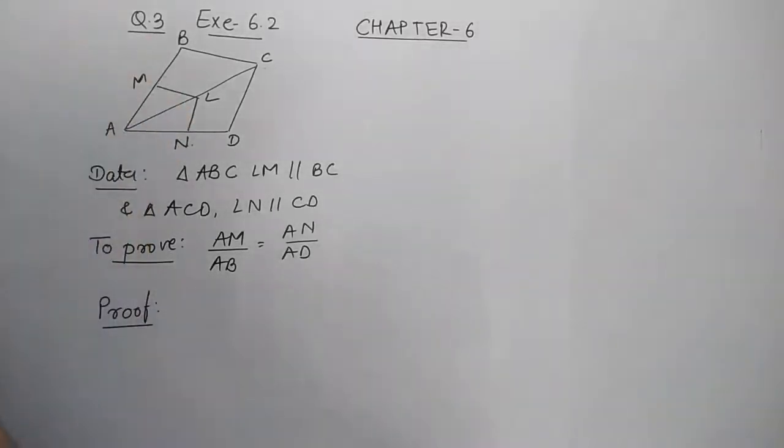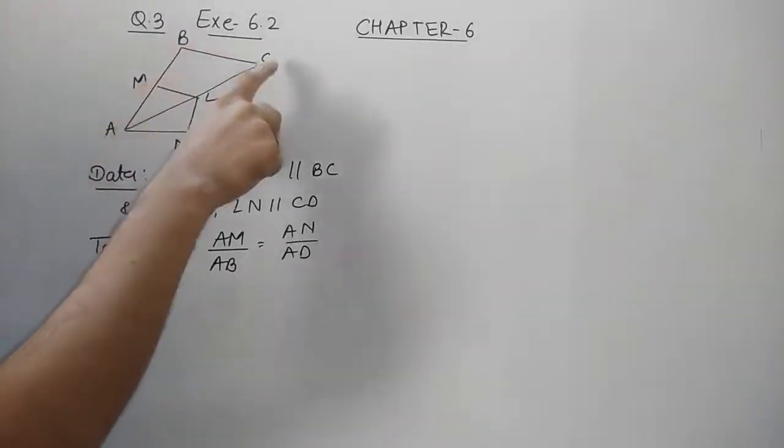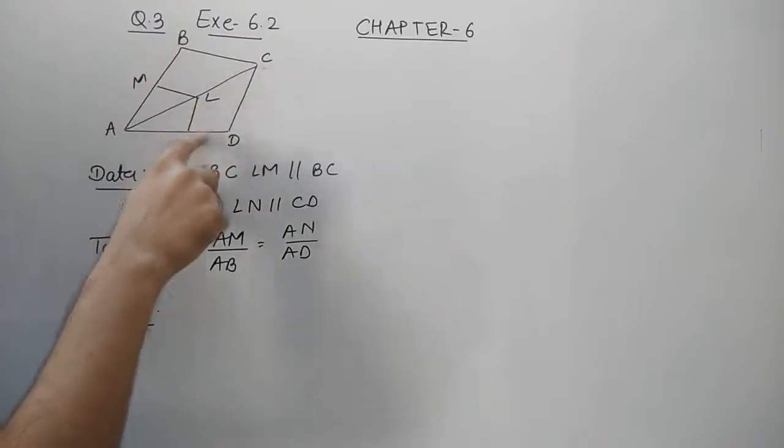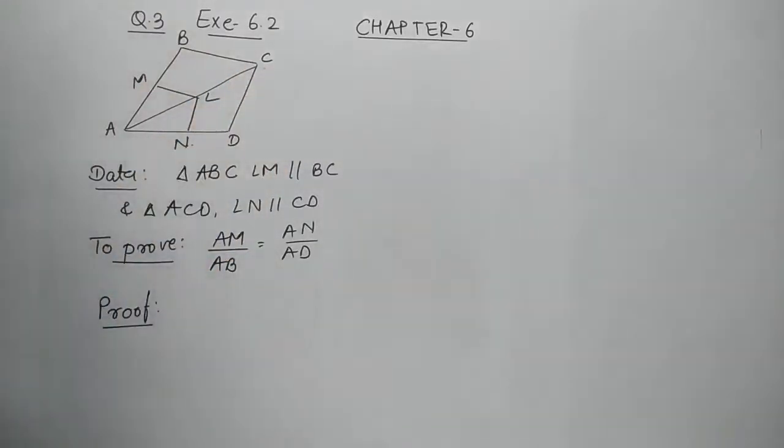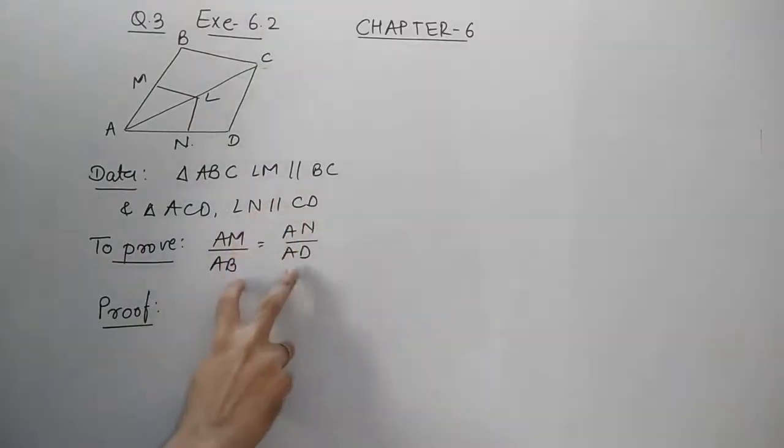Question number 3 of exercise 6.2. You can see that they have given the diagram. In this diagram they have given that LM is parallel to BC and LN is parallel to CD. So these are the two things given and we have to prove this. It's quite an easy sum.